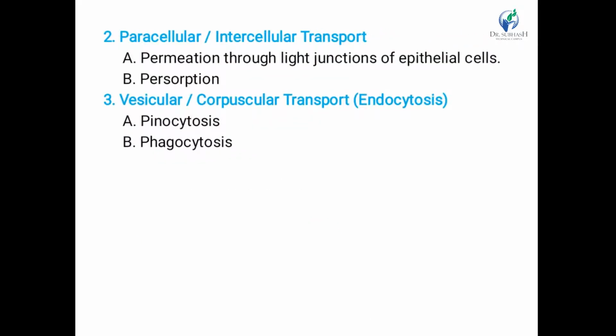Second is paracellular or intercellular transport, in which the first category is permeation through tight junctions of epithelial cells, and persorption. Next is vesicular or corpuscular transport, or you can say endocytosis, in which the first category is pinocytosis and the second is phagocytosis. We will discuss all these categories in detail.